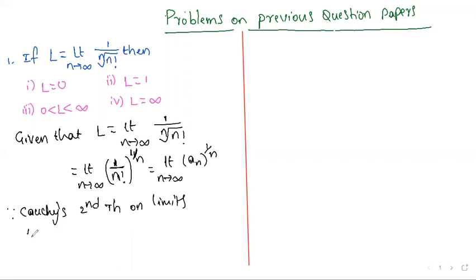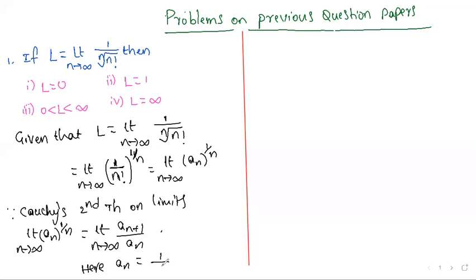Also, first write the statement: limit n tends to infinity an whole power 1 by n is equal to limit n tends to infinity an plus 1 by an. So this is the direct consequence of Cauchy's second theorem on limits. So here an is equal to 1 by n factorial.